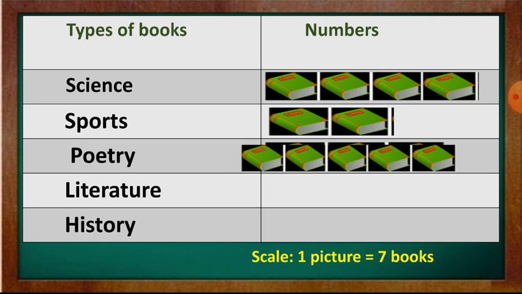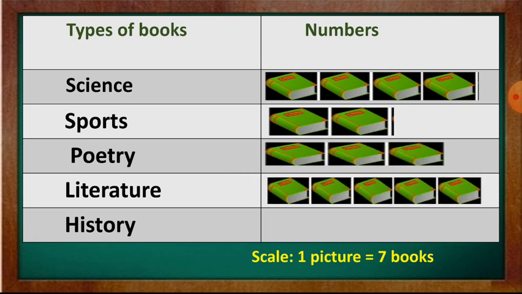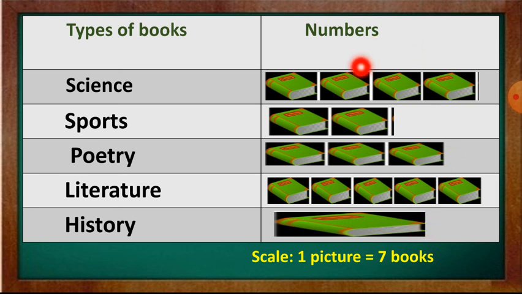For literature, how many books were there? 35. Now in the 7 table 35 comes at what time? 5 times. 7 5s are 35. That is why we have drawn here 5 images of books. Then history is how many books? 7. So we will draw only 1 book because 1 picture is equal to 7 books. Now understood students how to draw the pictograph?